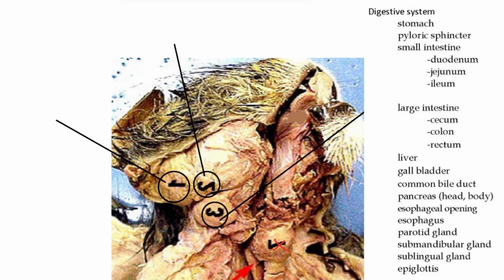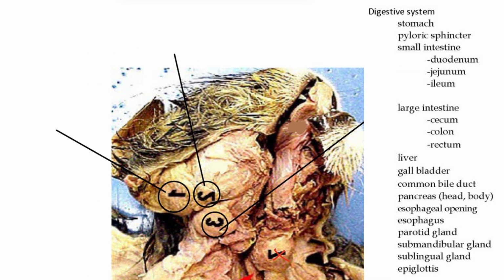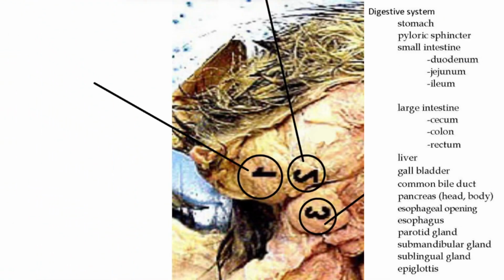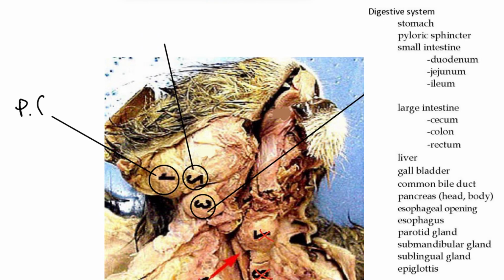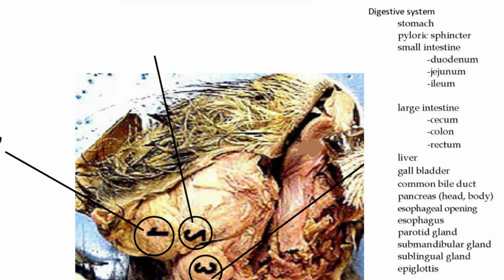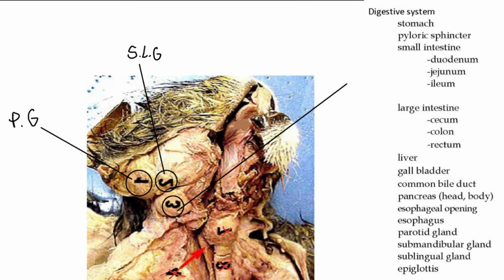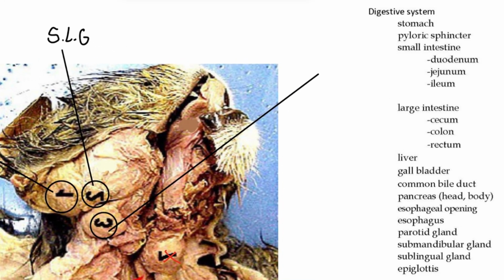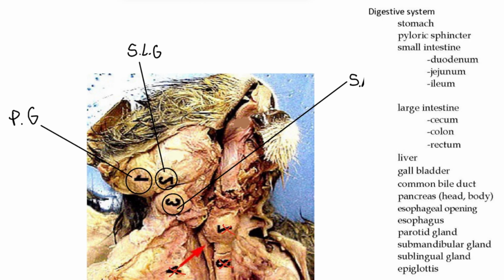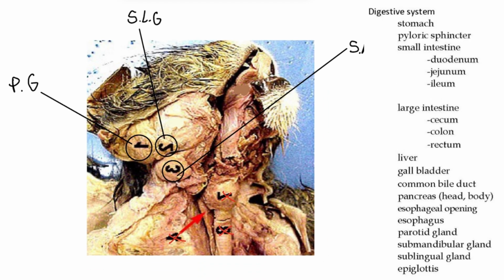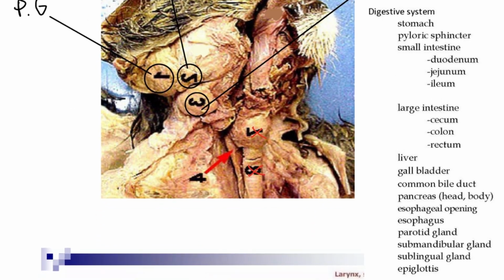So, in the cats, number 1, it's kind of labeled over here. That one's called the parotid gland. Number 2, that one is called the sublingual gland. And then number 3, this one is the submandibular gland. And then 4 over here, this one is the esophagus.